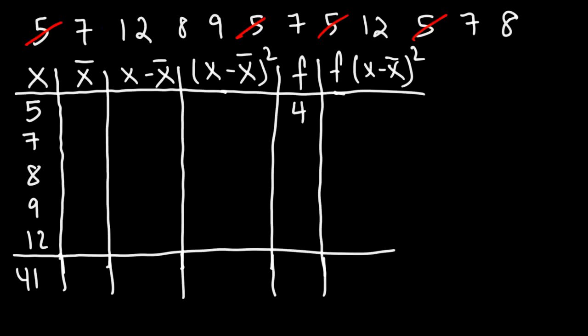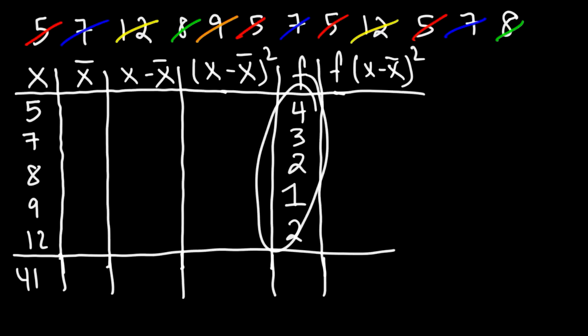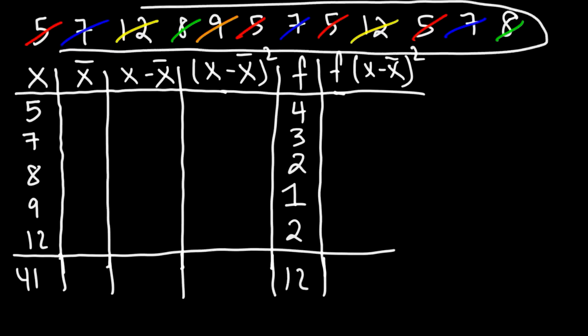How many 7s do we have? We have 1, 2, 3 7s. Now for the next number, 8, there's only 2 8s. So the frequency is going to be 2. And then for 9, we only have 1 9. And the last number, 12, there's 2 12s. Now, if we take the sum of this column, that's going to be meaningful. That's going to tell us how many data values we have in our list. 4 plus 3 plus 2 plus 1 plus 2, that's 12. So that tells us that there's a total of 12 numbers in this list.